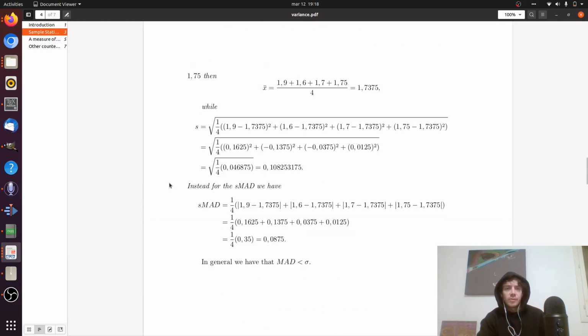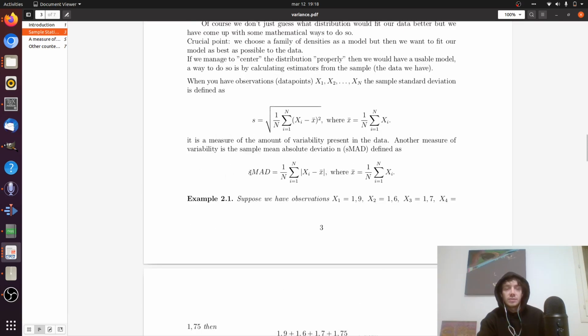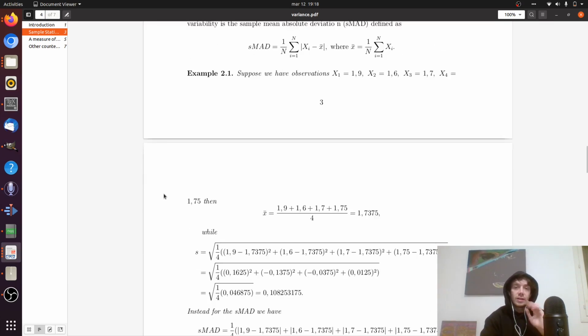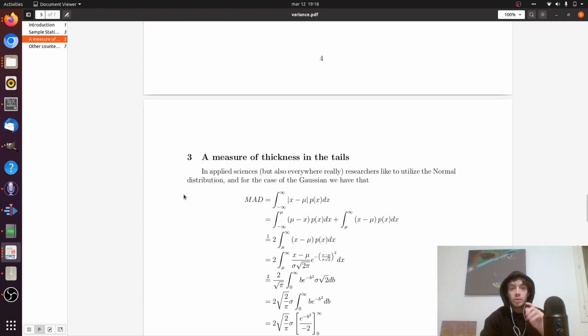So let me just say before this that I'm using this notation that is not standard, this sample mean absolute deviation, but I'm just trying to fix in mind that one thing is the quantities we compute with the data points, and the other thing is the quantities we compute with the probability densities, or the probability distributions, better.